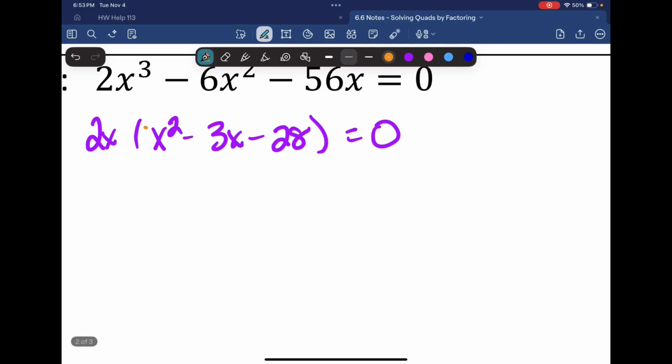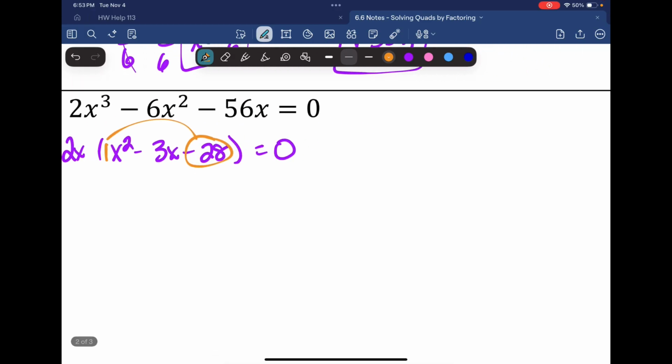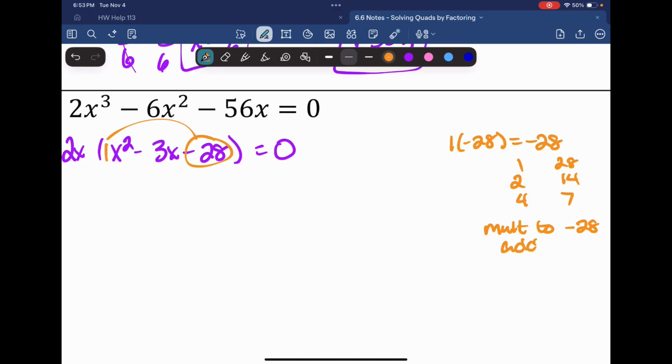Leading coefficient is 1, constant negative 28. So factor pairs. All right, so it has to multiply to negative 28, but add to negative 3. So remember, negative b, negative c is big factor negative. And the factor pair that adds together to be negative 3 is 4 and negative 7.